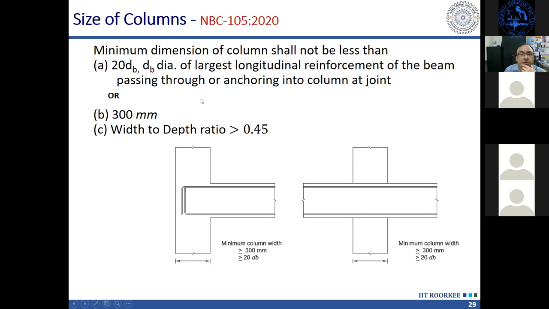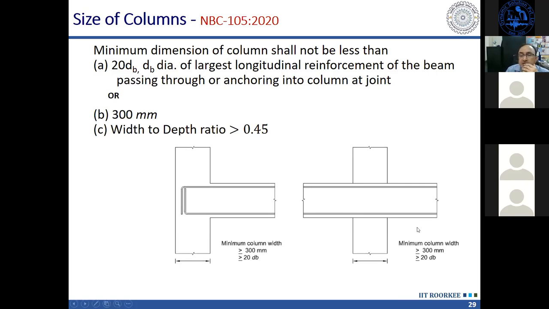IS 13920 also. Then a new provision which came in IS 13920 has been taken in NBC also. This is important, and it is actually controlling the anchorage of the beam reinforcement into the column. So you can see that, suppose I take the interior joint first. What is going to happen when it is subjected to earthquake?